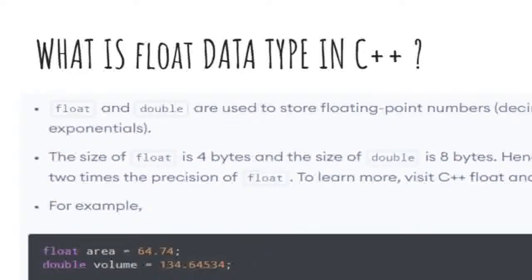We can also use these two data types for exponentials. I'll show you one more example of how to use them for exponentials. So here, as you can see, double distance is equal to 45e12. Now let me explain this line of code.